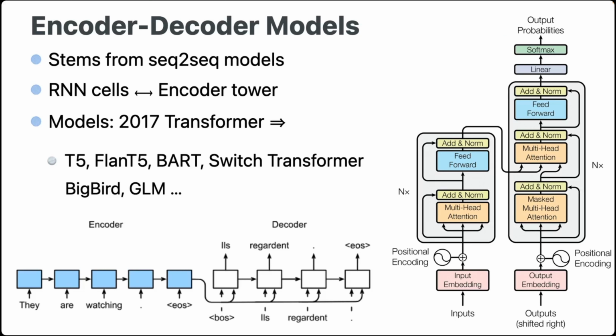And so for transformers, what we do is that we just replace the encoder with a transformer tower, right? The whole thing is fed in parallel because we have the positional encoding, so everything is trained in parallel as well. So we have awesome speed, and also lots of models stemmed from the original 2017 transformer model, like T5, Flamingo, BART, Switch Transformer, and BigBird. Those are some of the models that we've talked about in previous sessions as well.